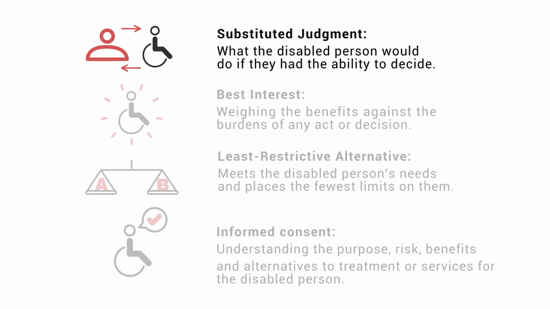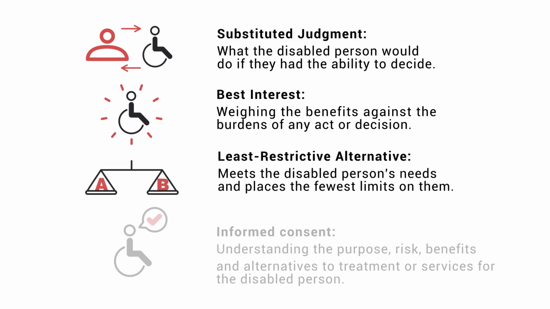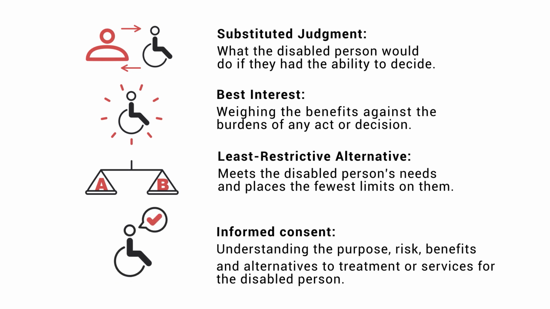When making decisions as a guardian, use these 4 decision-making standards. Substituted judgment is based on what the disabled person would do if they could. If you don't know what they would do, use the best interest standard to choose the option with the greatest benefit and the least harm. The least restrictive alternative calls on you to make choices that meet the disabled person's needs and place the fewest restrictions on their dignity and independence. Finally, informed consent requires you to understand the purpose, risk, benefits, and alternatives to any service you consider for the disabled person.